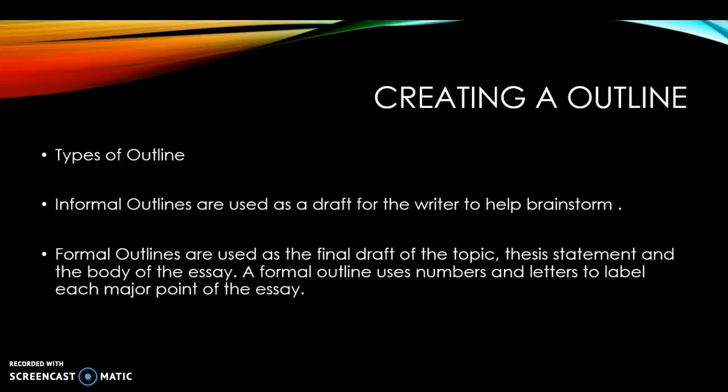There are many different types of outlines. Informal outlines are used as a draft for the writer to help brainstorm. So the informal outline is your ideas, you just jot it down on a piece of paper for yourself, and this just gives you the blueprint to your essay. A formal outline is used as the final draft of the topic, thesis statement, and body of the essay. A formal outline uses numbers and letters to label each major point of the essay.